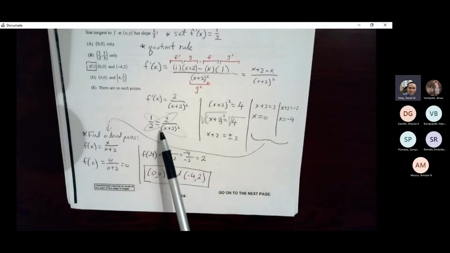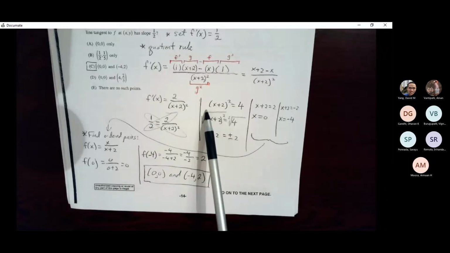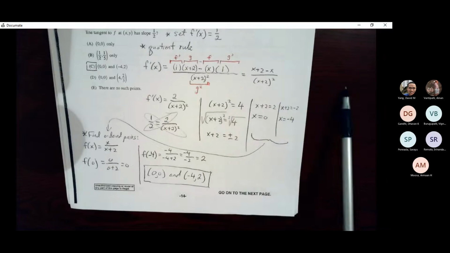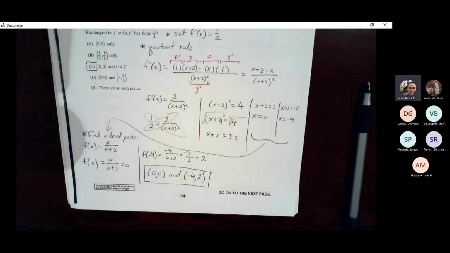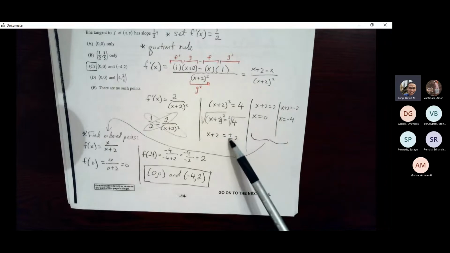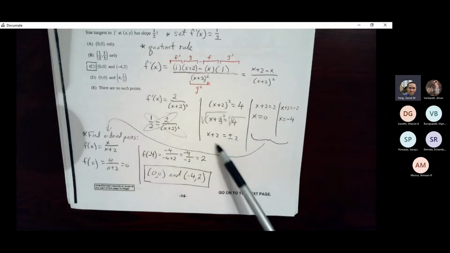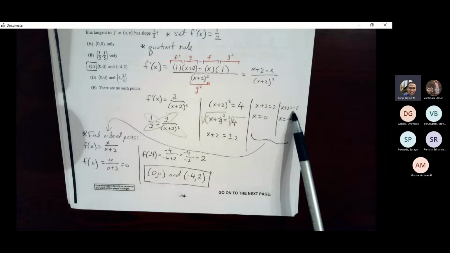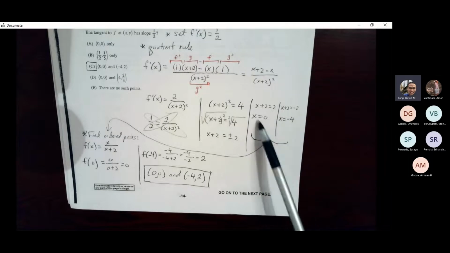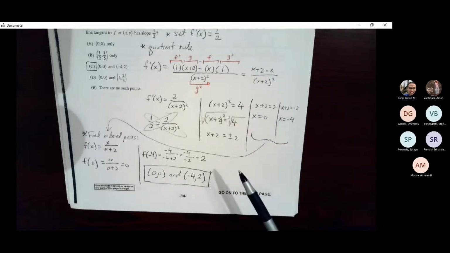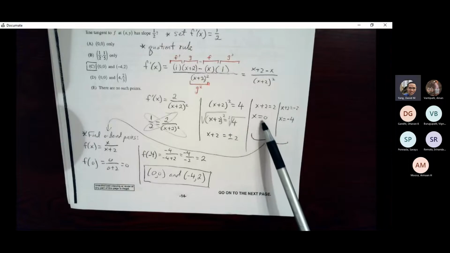Cross product. Take the square root of both sides. Plus or minus shows up. We get -2 and +2. So x plus 2 equals 2. x plus 2 equals -2. We get 0 and -4. And we find both these ordered pairs.